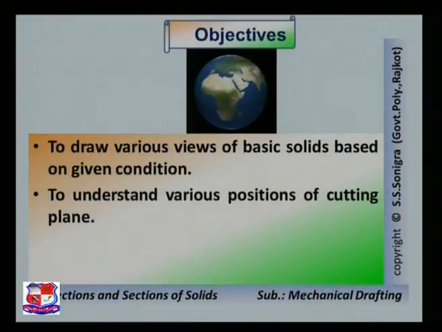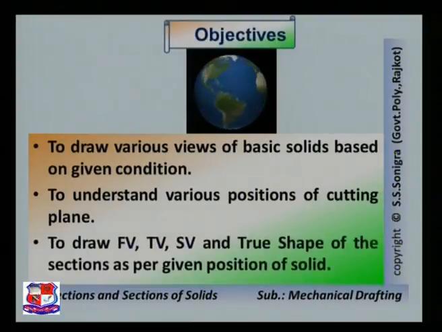Chapter titled projections and sections of solids. Today's discussion covers the objectives. The first objective is to draw various views based on a given condition, to understand various positions of cutting plane, and to draw front view, top view, side view and true shape of the sections as per the given position of the solid. And we will cover four basic solids, that is cone, prism, pyramid and cylinder.